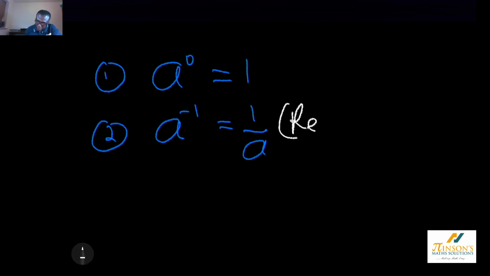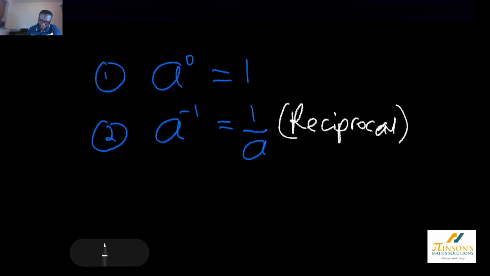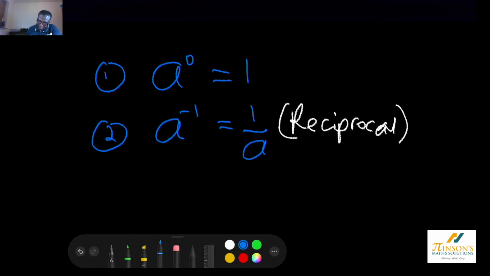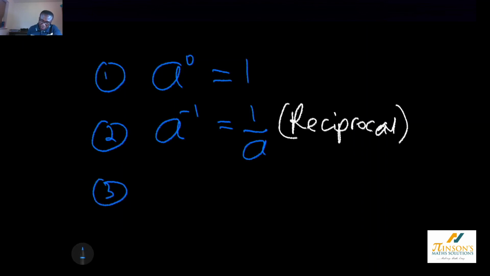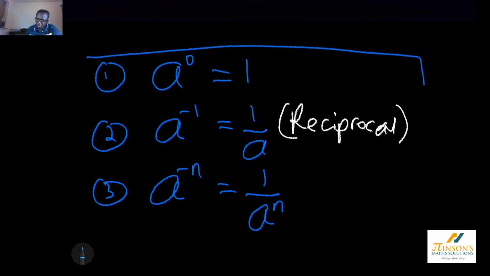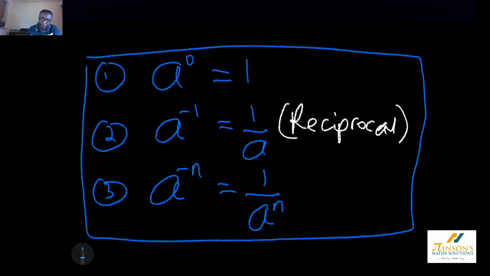Reciprocal. Okay, and then this can later be expanded to any number to the power of a negative, which is the reciprocal of the number. Reciprocal means turn it upside down. So these are the laws of indices regarding the 0 and the negative power.